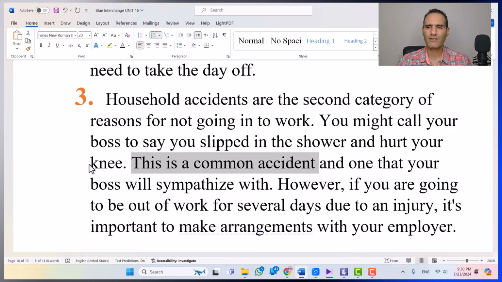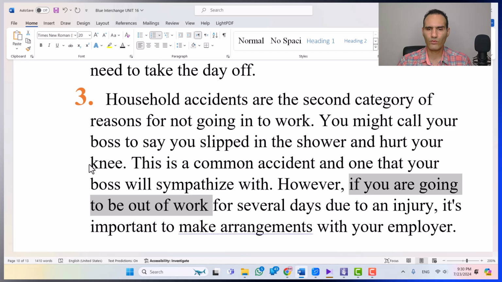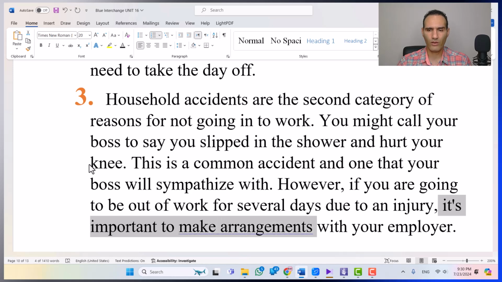This is a common accident and one that your boss will sympathize with. Yeah? So he expresses his sympathy or kind words. Oh dear, what happened? Something like that. However, if you're going to be out of work for several days due to an injury, because of an injury, it's important to make arrangements, collocation, make arrangements with your employer.